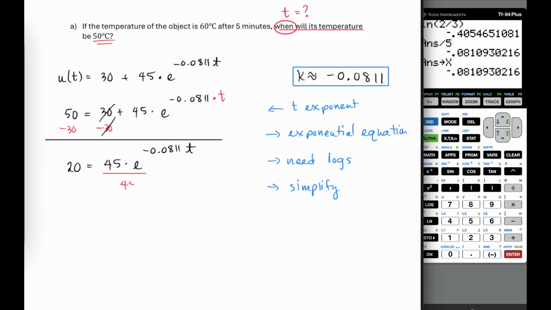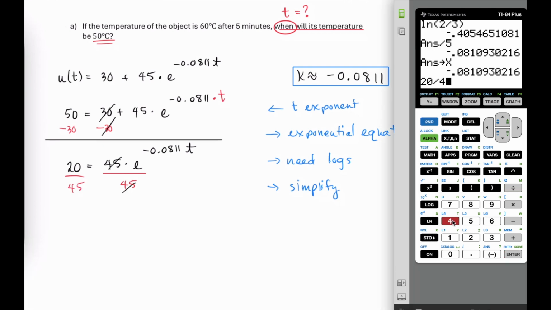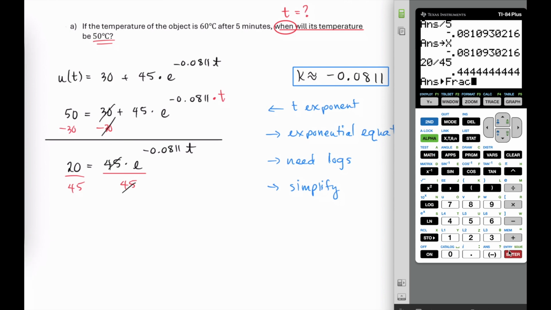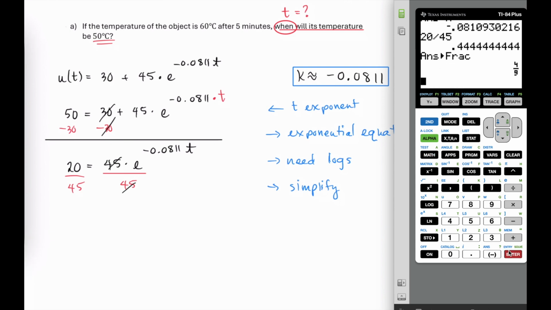We're continuing to simplify and isolate that base quantity, so we'll divide both sides by 45. 20 divided by 45 is 0.44, but let's use math and then fraction that quantity by just hitting enter to turn it into a simplified fraction. We can see now that they both had a factor of 5, and when we cancel those 5s, we end up with 4 over 9. So we have 4/9 is equal to e to this rounded off decimal times t.